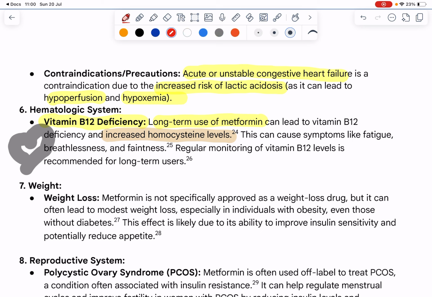So what are the symptoms of vitamin B12 deficiency? There will be fatigue, breathlessness, faintness, etc. So in long-term users of metformin, you need to check vitamin B12 levels regularly.